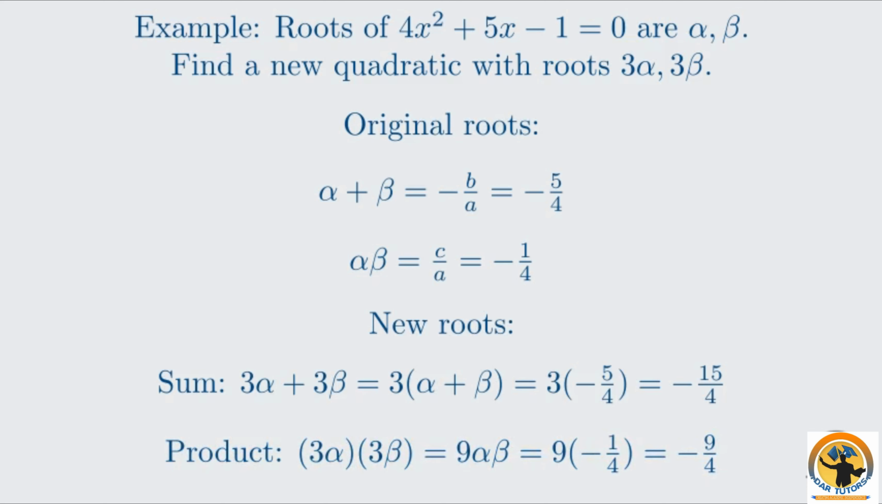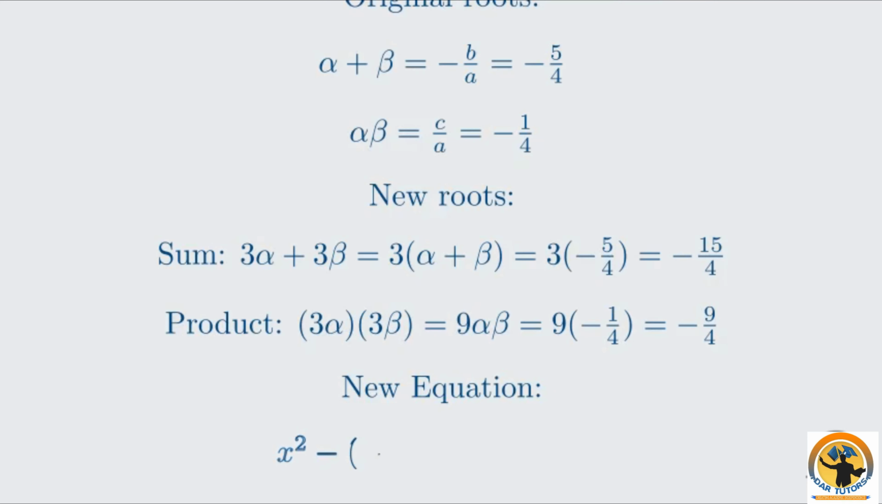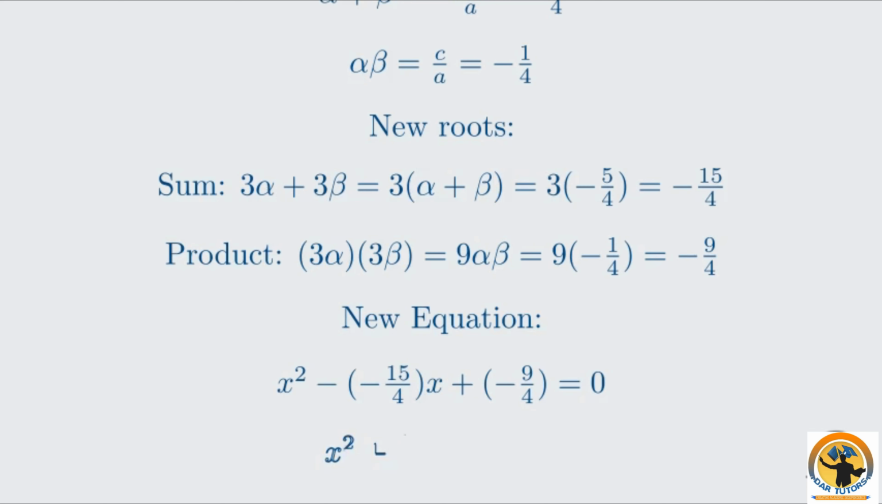Now we can construct the new equation using our formula: x squared minus sum times x plus product equals 0. Substituting our new sum and product, we get x squared minus the quantity negative 15/4 times x plus the quantity negative 9/4 equals 0. This simplifies to x squared plus 15/4 x minus 9/4 equals 0.